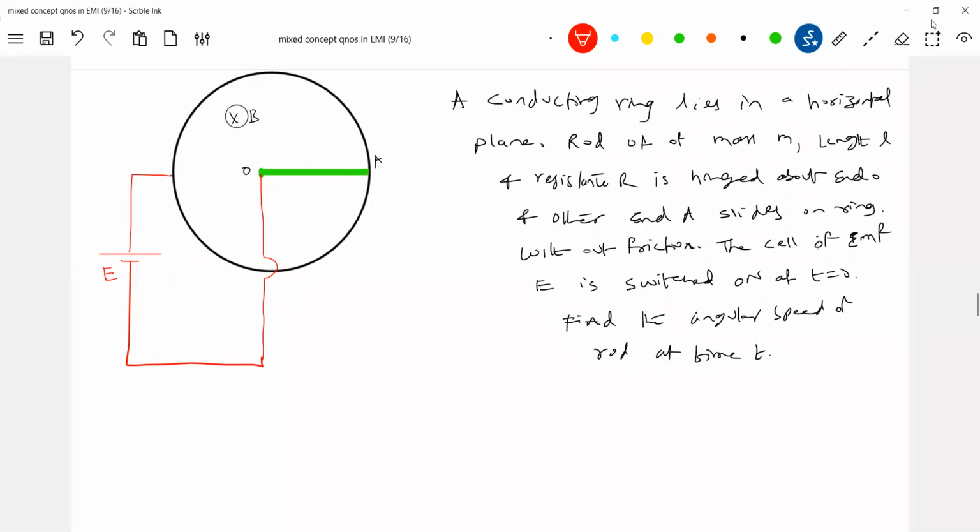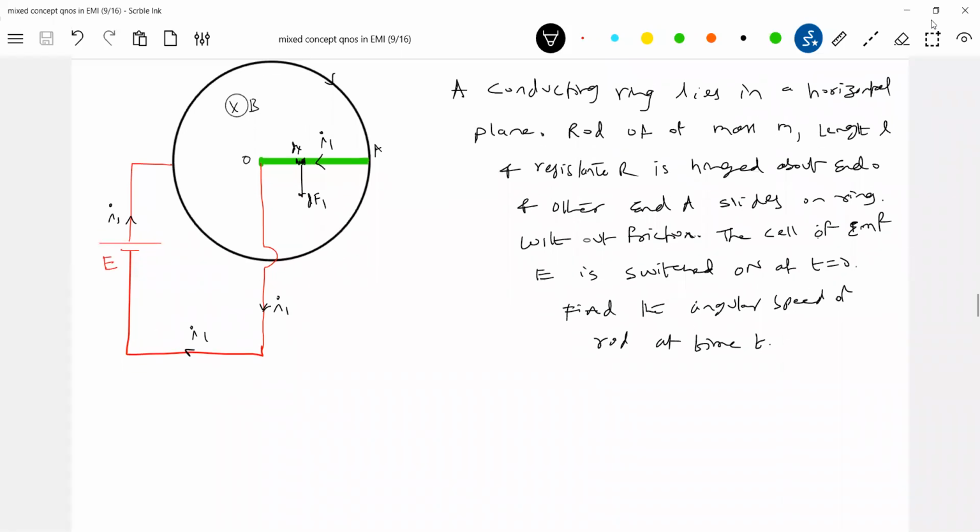So the moment you switch on, a current I1, I'll call it, due to the cell, will flow in this direction. In what direction will B bar current I exert a torque? If you take a small element of length dx, a torque will act in this direction. This torque acting about O will make the rod spin, will make the rod rotate about O. As it starts rotating, the rotating rod will behave like a cell.